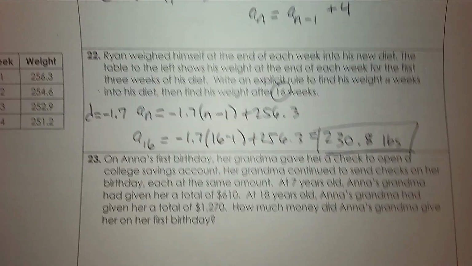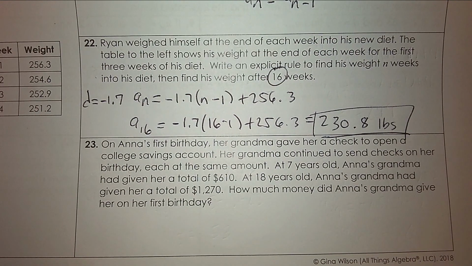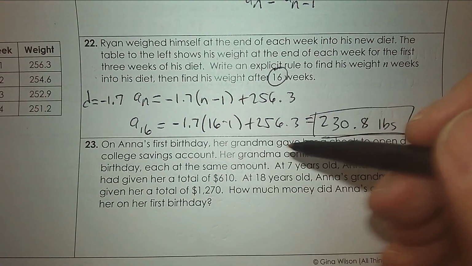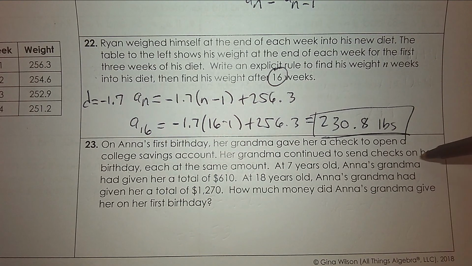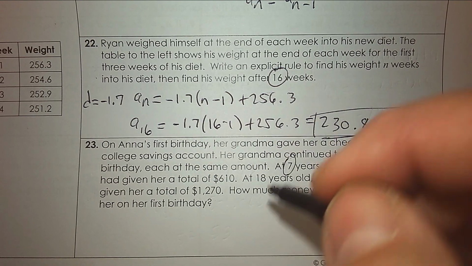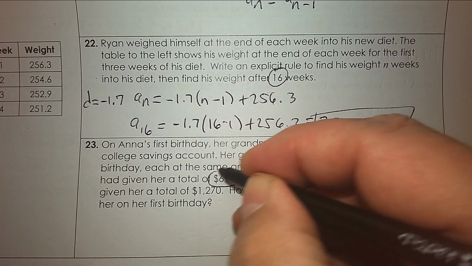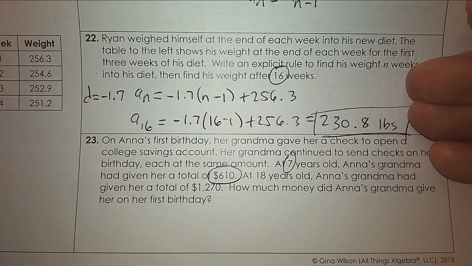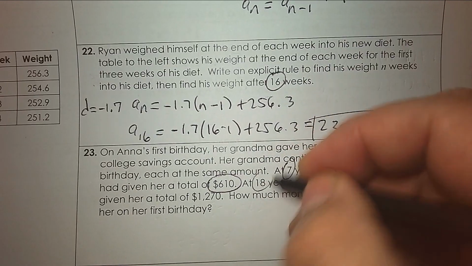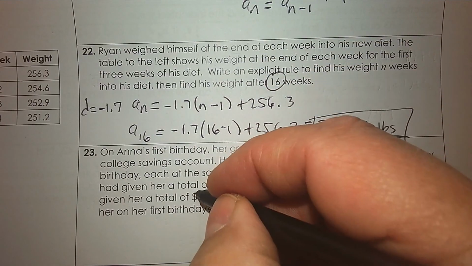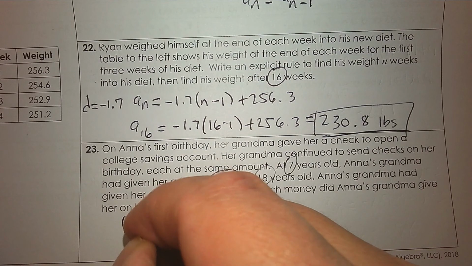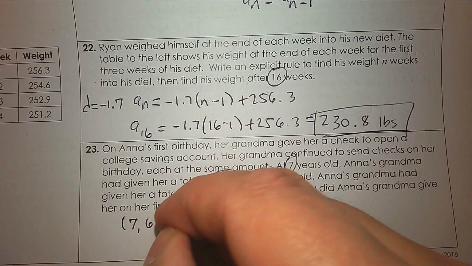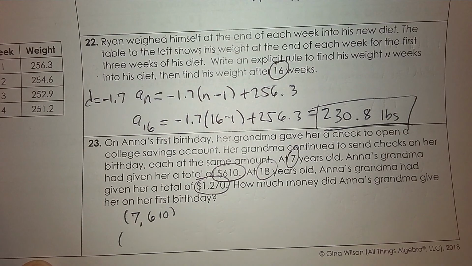All right, one last one, so we can get it all in the video. On Anna's first birthday, her grandma gave her a check to open a college savings account. Her grandma continued to send checks on her birthday, each of the same amount. At 7 years old, Anna's grandma had given her a total of $610. At 18 years old, Anna's grandma had given her a total of $1,270. So you're telling me the 7th term is 610. The 18th term is 1,270.